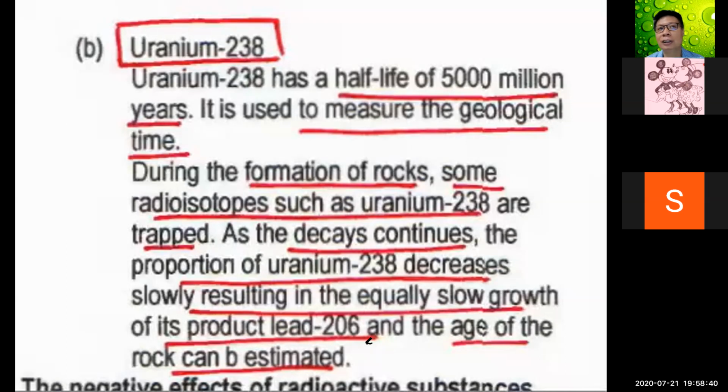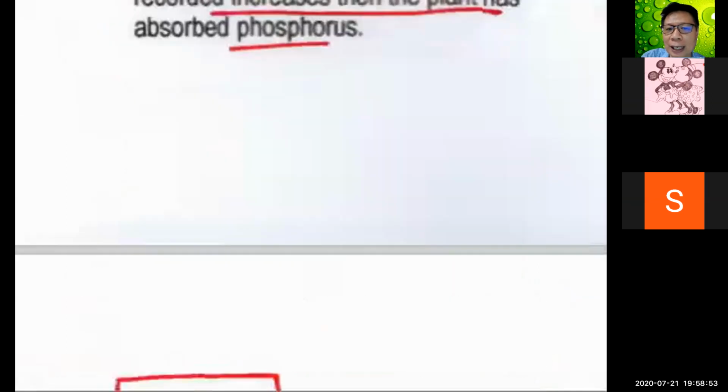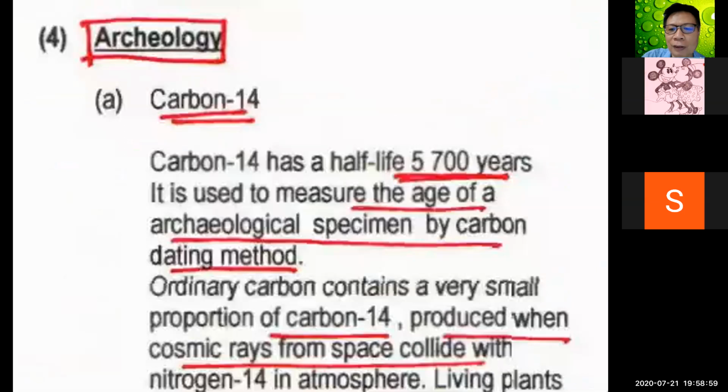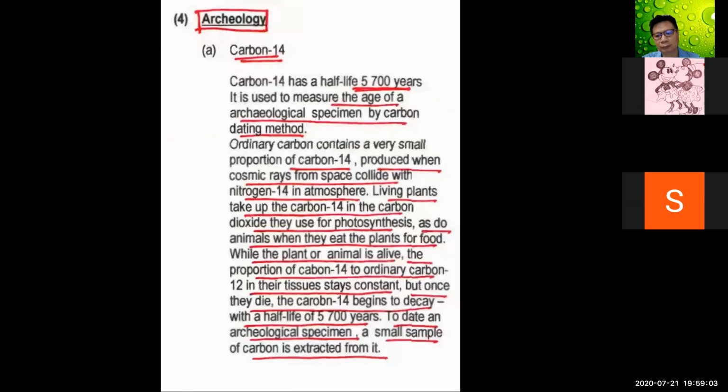So remember now, you have 4 big things to memorize: medicine, industry, agriculture, and archaeology. Two minutes from now, archaeology you memorize. Read again and memorize it. In archaeology, very easy: carbon-14 and uranium-238. Okay, memorize it.